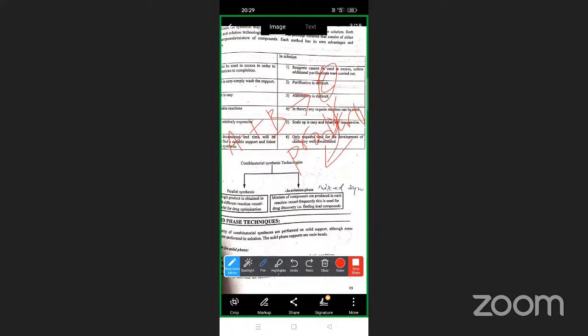Then it undergoes clinical trials. There are many phases. In the clinical trials, there are 7 phases: phase 1 clinical trials, phase 2, phase 3, phase 4, like that. There are 7 phases. After that, authorities like the FDA will approve the drug.